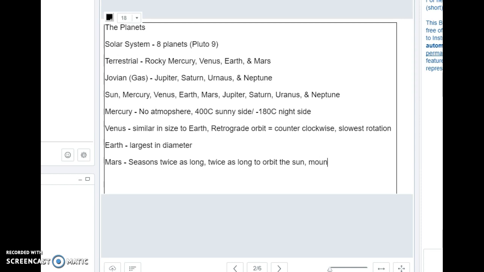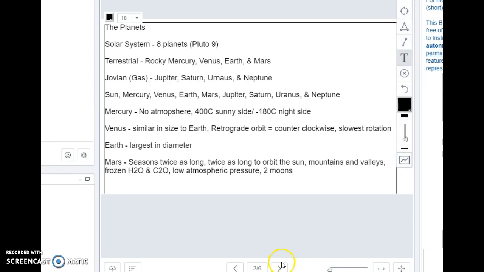All right, Mars also has mountains and valleys, just like on Earth. It also has frozen water, which I'm going to abbreviate as H2O, and carbon dioxide, CO2. However, life cannot be sustained on Mars because it has low atmospheric pressure. And Mars also has 2 moons. All right, so those are the characteristics of the terrestrial planets.